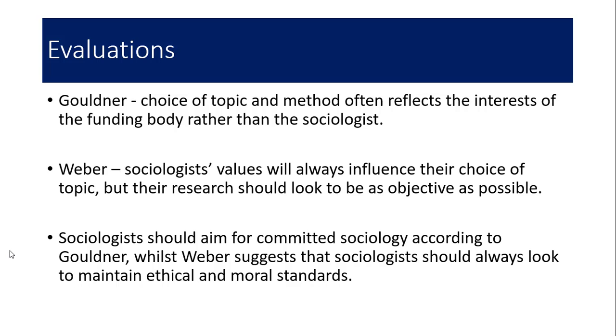The choice of topic and methods for sociologists is very often restricted, and Goldner suggested that most research is a product of the desires of those funding the research, which in many ways limits the freedom of sociologists to investigate certain issues in society. However, Weber would disagree. He suggested that the values of a researcher will always influence their choice of topic and methods, but that once research has begun, researchers should become detached and objective, applying scientific principles to the act of conducting research, if not the selection of topic and method.